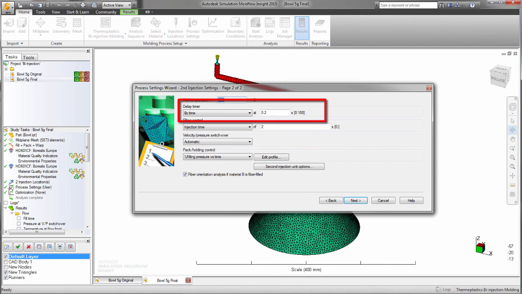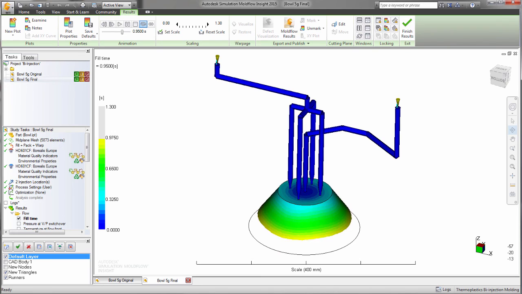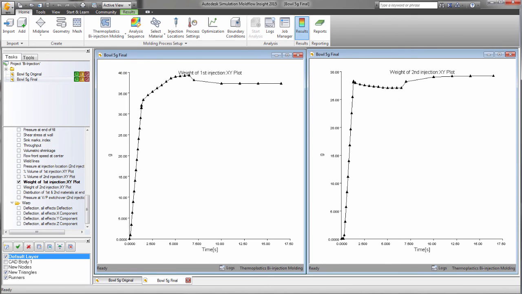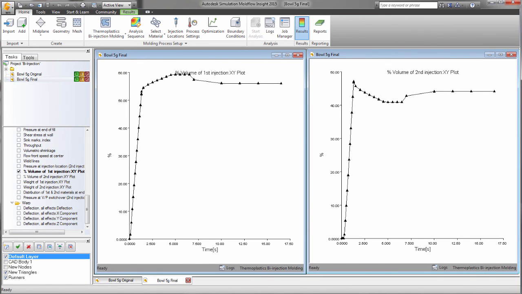Here we have decreased the delay timer. It's had little effect on the fill pattern. But the distribution of the first and second shot is much larger for the second shot. The weights are more similar, and so are the volumes.